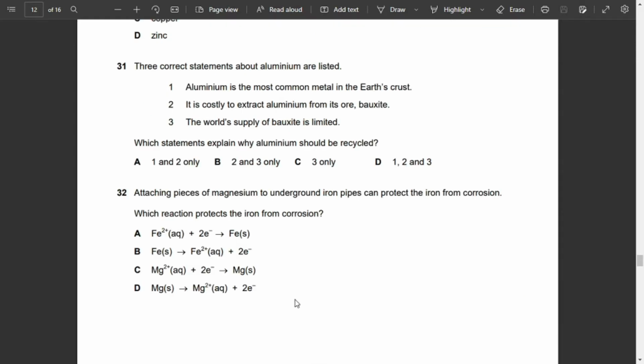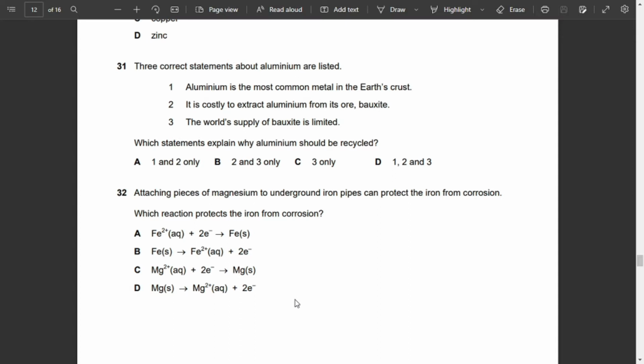MCQ number 31. Three correct statements about aluminium are listed. Aluminium is the most common metal in Earth's crust. It is costly to extract aluminium from its ore, bauxite. The world's supply of bauxite is limited. Which statements explain why aluminium should be recycled?